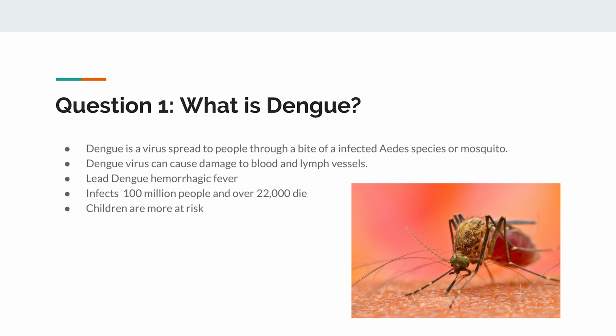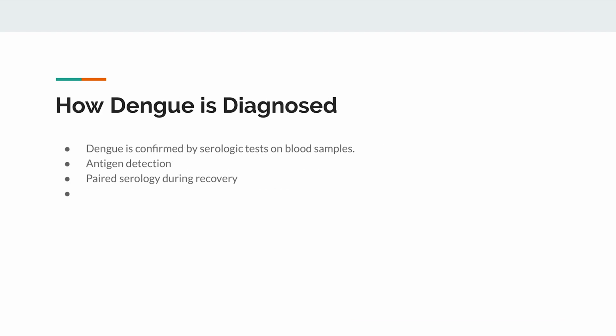Every year, the virus infects up to 100 million people and kills about 22,000 people, with most of them being children. People who come into contact with dengue a second time are the ones who are more at risk of developing severe disease. Now we will talk about how dengue is diagnosed.